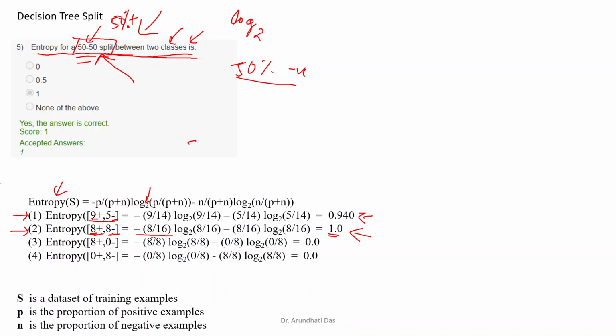Okay, so this is 8 by 16 positive, 8 by 16 log, and 8 by 16 negative, and 8 by 16 log of that negative. Yes, so that's why the answer here is 1.